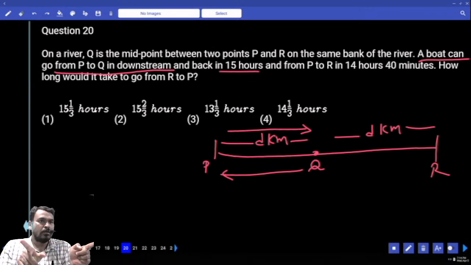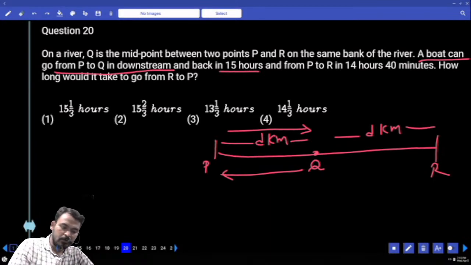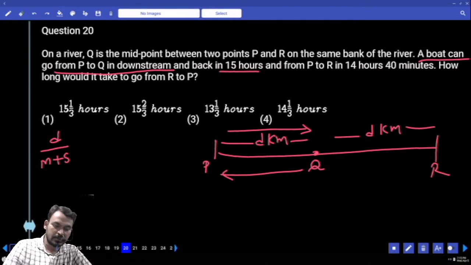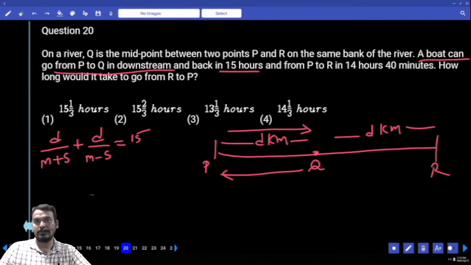P to Q is downstream, Q to P is upstream. Together the time is 15 hours. But P to Q, how much distance is covered? D kilometers with a speed of m plus s or m minus s? M plus s. But Q to P, the same distance is covered with a speed of m minus s. Adding both, we get the total time, or not? What is the total time? It is 15 hours. It is the first equation.